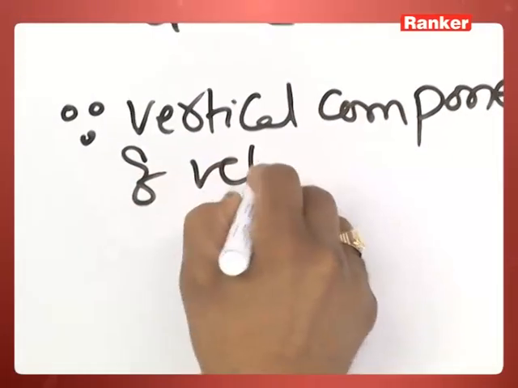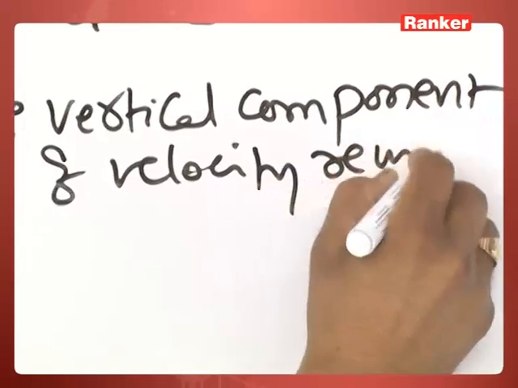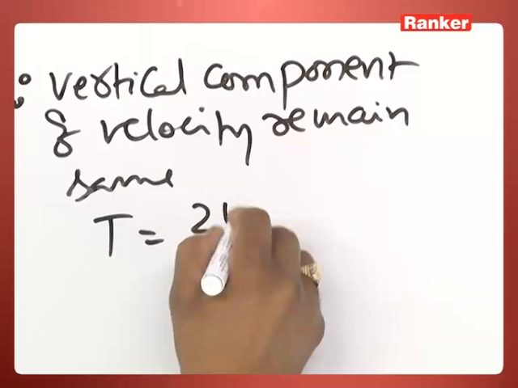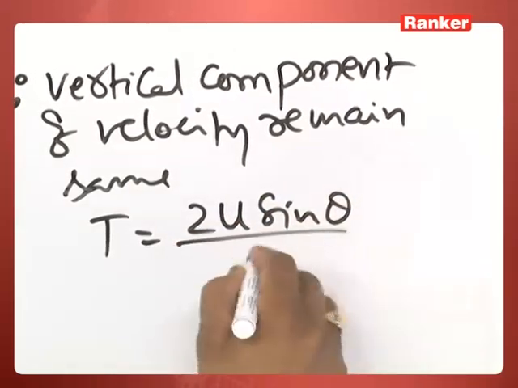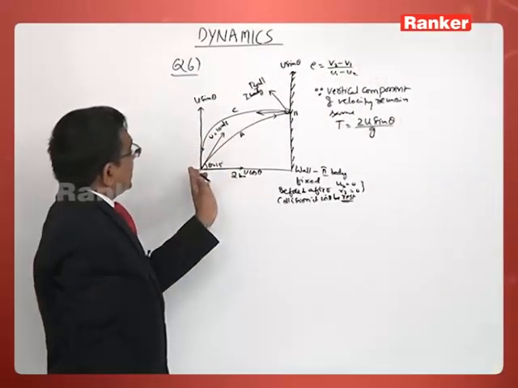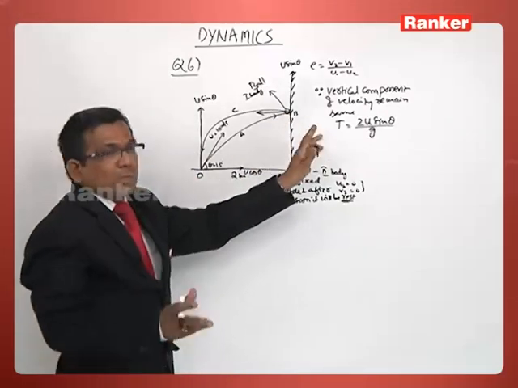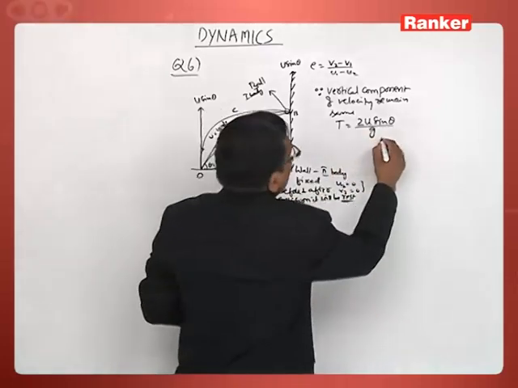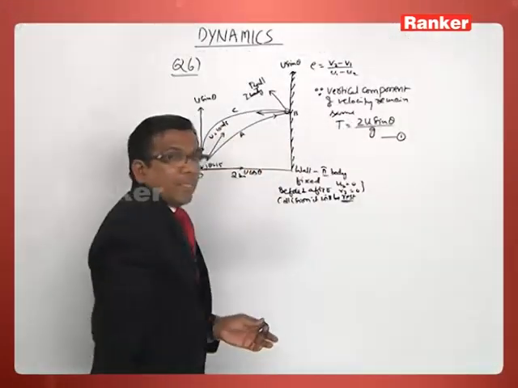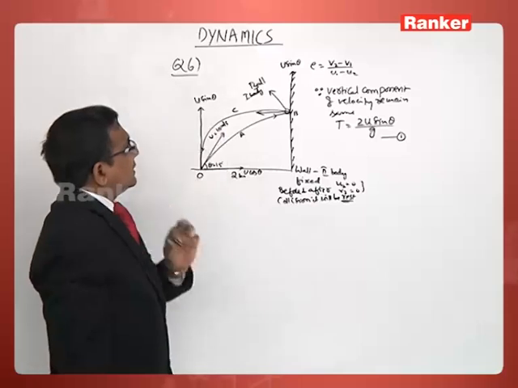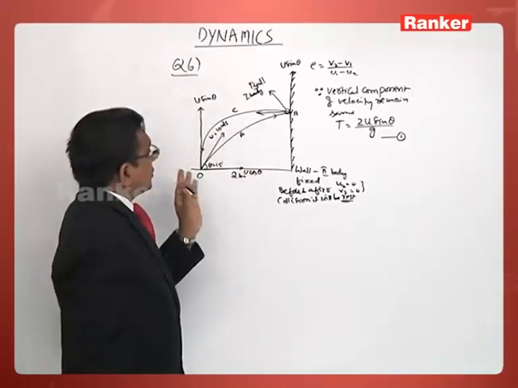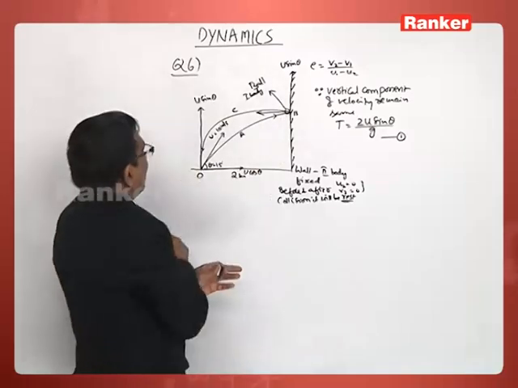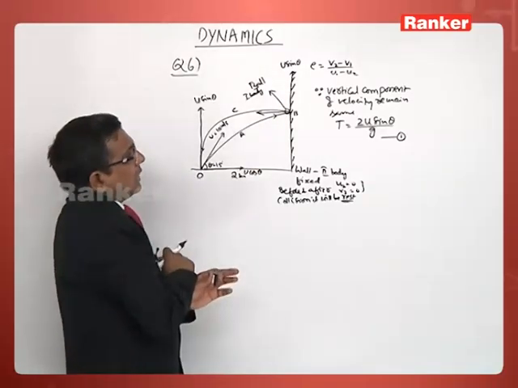Since the vertical component of velocity remains the same, I can write the time of flight is 2u sin theta by g. Time of flight of the particle, because it is going and coming back. So the total time is what? Time of flight will remain the same. That can be taken as 2u sin theta by g. Now let us calculate this time of flight here also. It is going from OAB and coming back from BCO. Let us calculate the times.